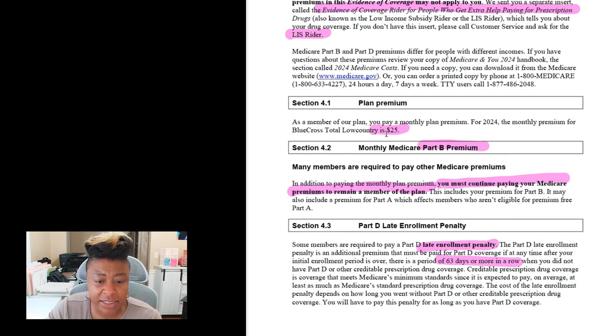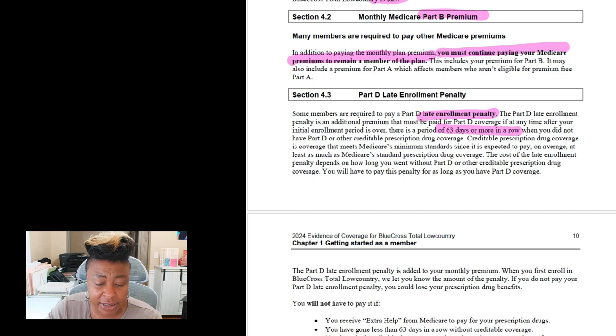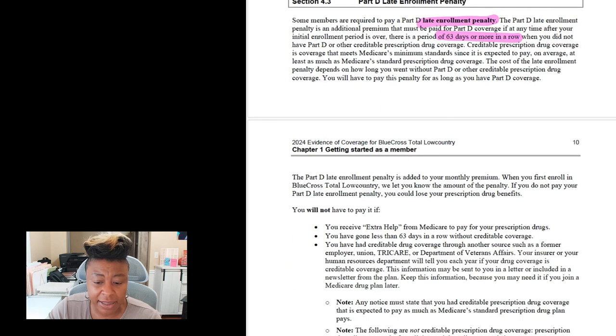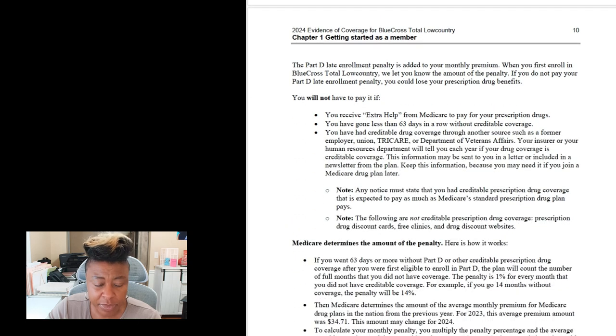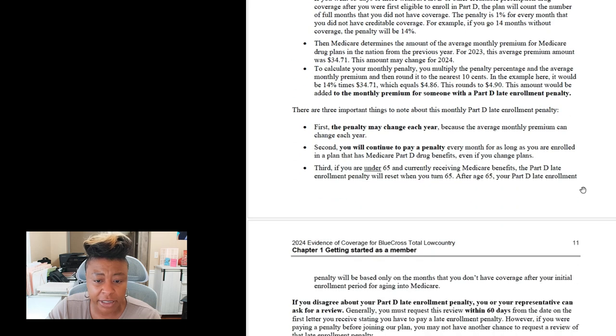Section 4.1 says the plan premium for this plan is $25 per month. The Part B premium, you're required to pay your other Medicare premiums, meaning your Part B premium, okay? Late enrollment penalty, we talked about that. 63 days or more without credible coverage, without signing up for a Part D plan, you're going to be subject to that late enrollment penalty. And then it tells you when you may not have to pay that late enrollment penalty, or LEP.